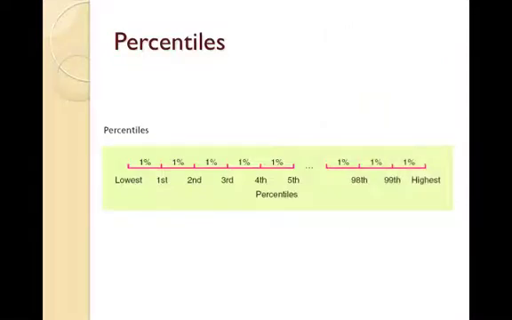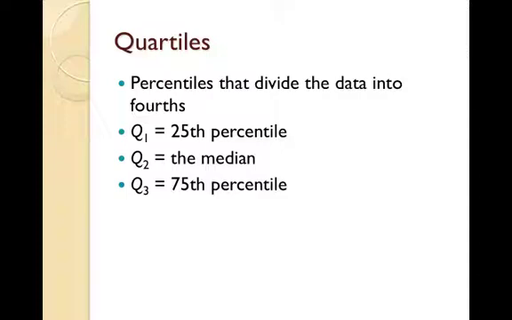Okay, so we've got different percentiles here. So your lowest score is going to be at like the first, second, third percentile, and the highest is going to be at the 98th, 99th, and so forth percentile. So one of the main things we're interested in are quartiles. Those are percentiles that divide the data into fourths.